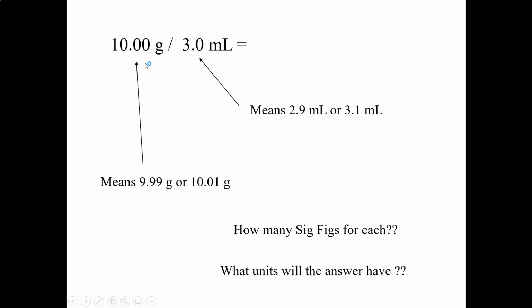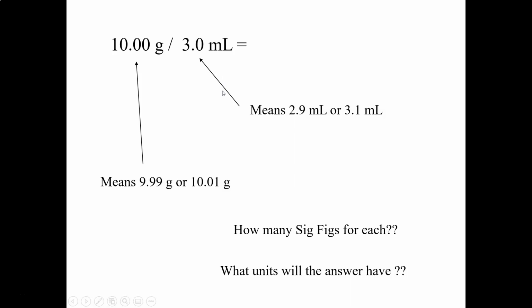How many sig figs are in the first number? Is it 4, 2, or 1? That's 4 sig figs. Remember, these follow the right rule. They're to the right of a number and a decimal place. And this one would have 2 sig figs.